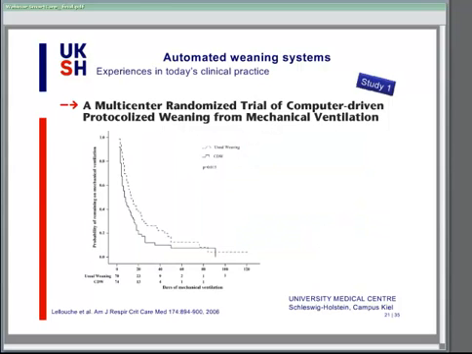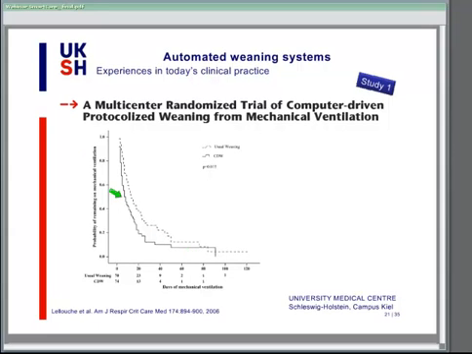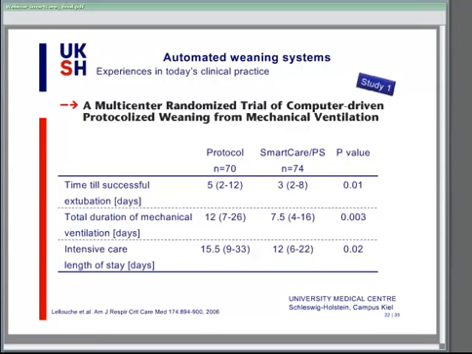However, this is the Kaplan-Meier curve of the total ventilation time. You see on the x-axis the days of mechanical ventilation, and here you see the probability of remaining on mechanical ventilation. The dotted line is the control group, called the usual weaning group in this publication, and the solid line is the curve of the SmartCare patients. In this study, the authors found a significant reduction of total ventilation time in the patients that were weaned with the SmartCare system. And giving you some numbers.